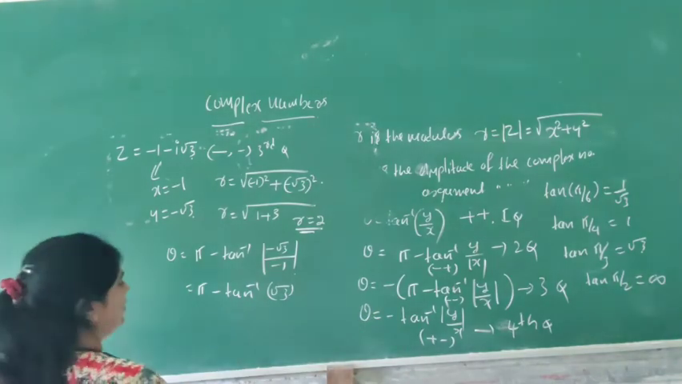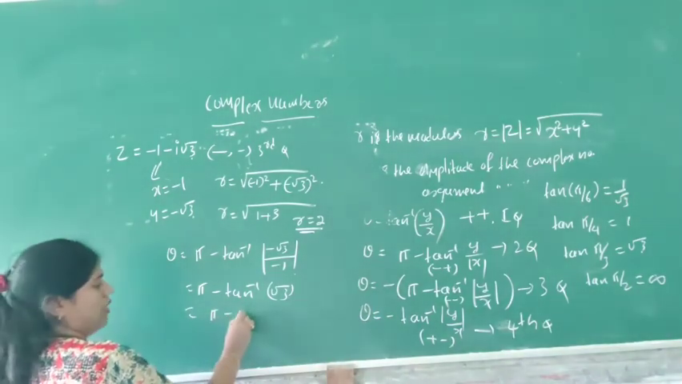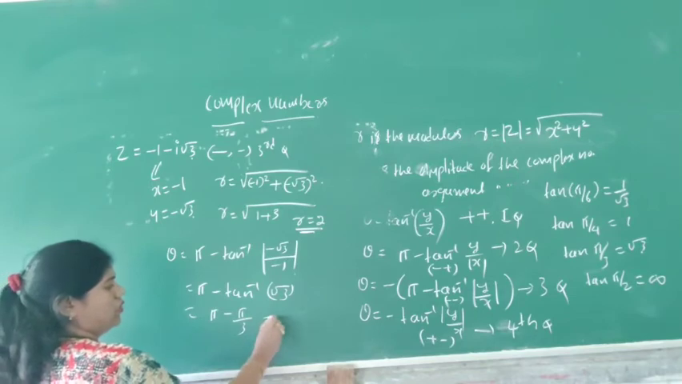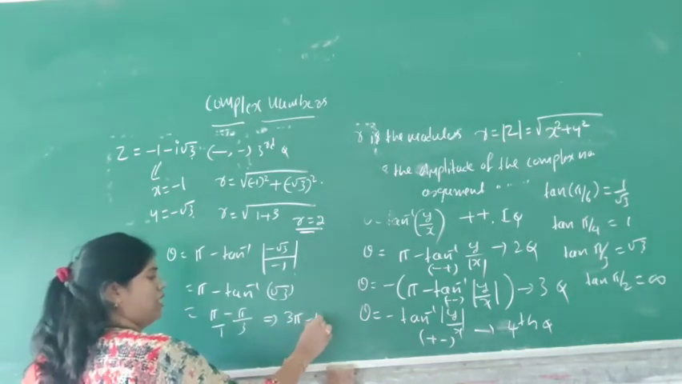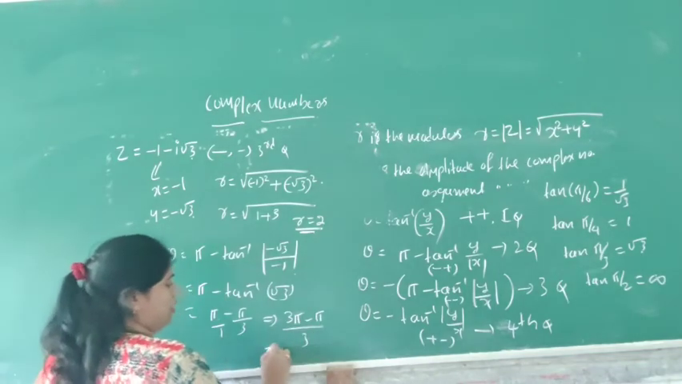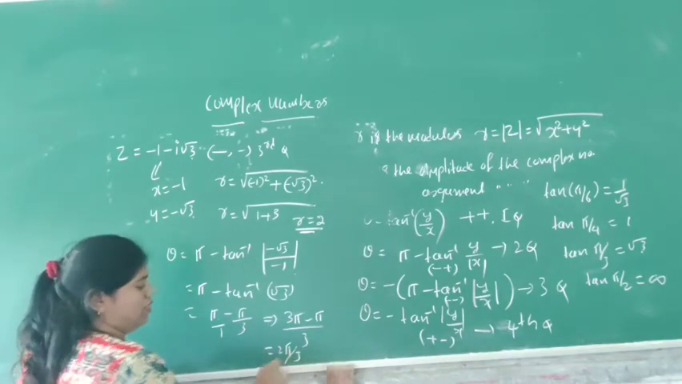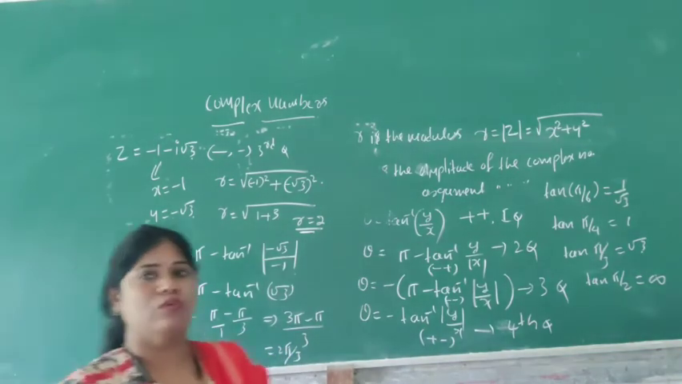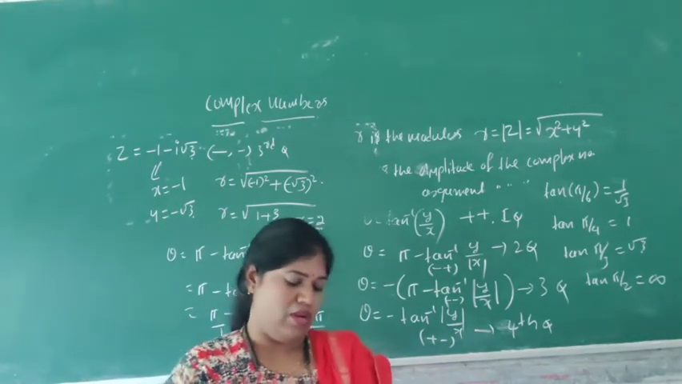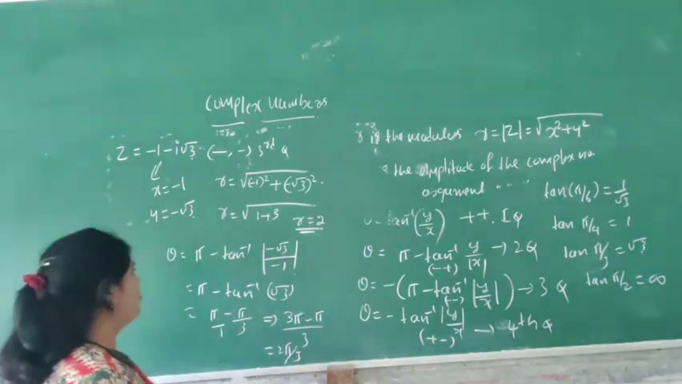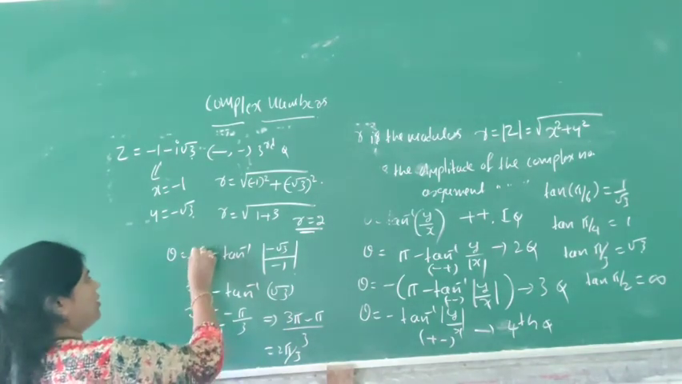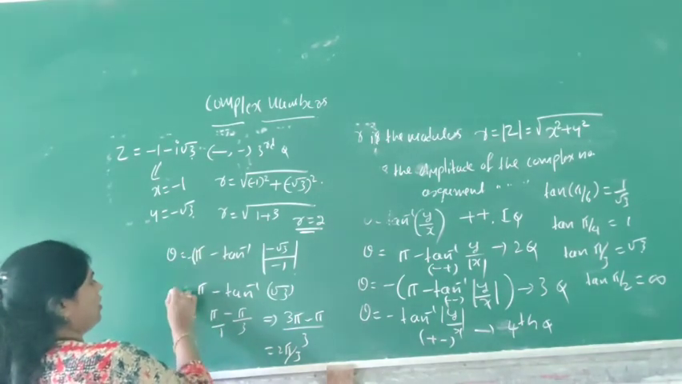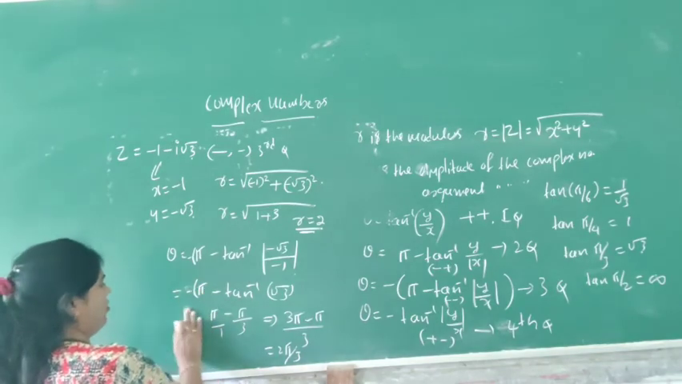Root 3 is pi by 3. So pi minus pi by 3. So 3 pi, cross multiply: pi into 3 pi minus pi divided by 3. So 2 pi by 3. So r is equal to 2 and theta is equal to minus, and we have to put the minus sign also, because in the formula the minus is there. So the minus sign we have to put.